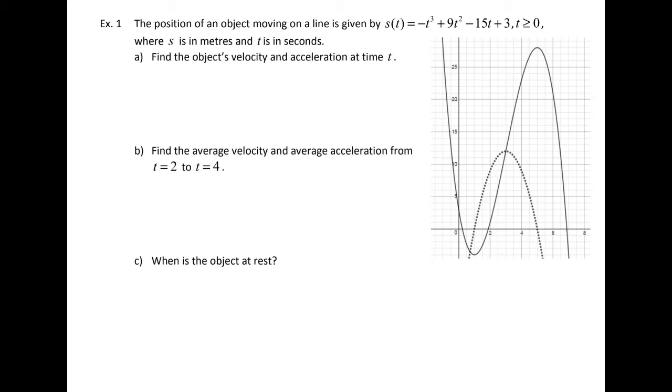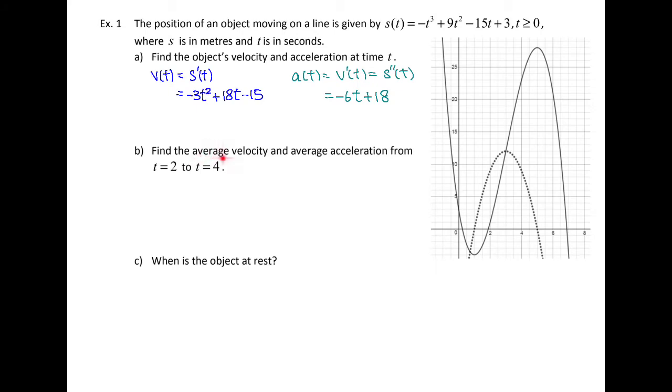Example number 1, given the position time function of an object moving along a straight line, t is greater than or equal to 0, that means the domain time cannot be negative, where s is in meters and time is in seconds. Part A, we want to find the object's velocity and acceleration at any given time t. So the velocity time function is the first differentiation of the position time function, which is negative 3t squared plus 18t minus 15. And your acceleration, which will be v prime t, which will be s double prime t, will be negative 6t plus 18.